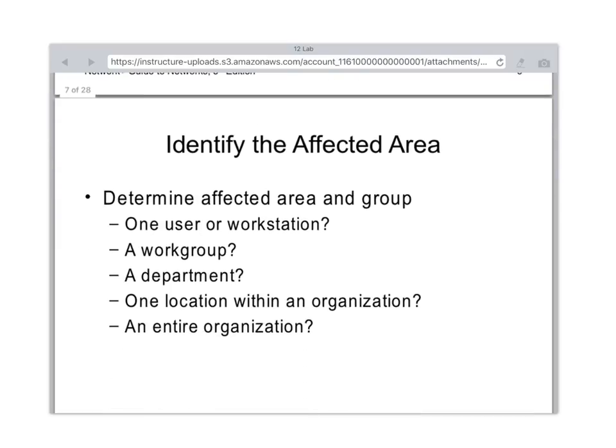So identify the affected area. After you ask the questions, figure out what they've installed, what they've not installed, if it's working for everybody else around them, things like that. The affected area would be, okay, is this affecting one person, that person you're talking to, or a whole workstation, a work group, a department, the whole organization?